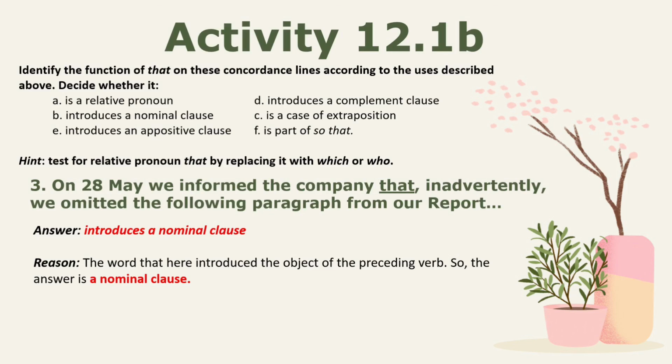Well, we go on to the last number, question number 3. On 28 May, we informed the company that inadvertently, we omitted the following paragraph from our report, blah blah blah. The answer is it introduces a nominal clause. The reason is the word that here introduced the object of the preceding verb. That's why the answer must be introduces a nominal clause.